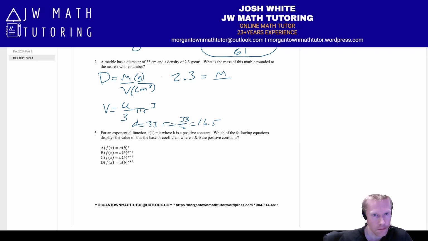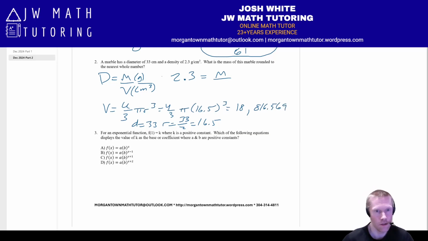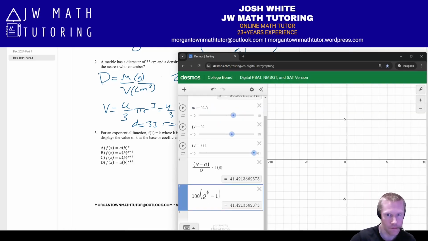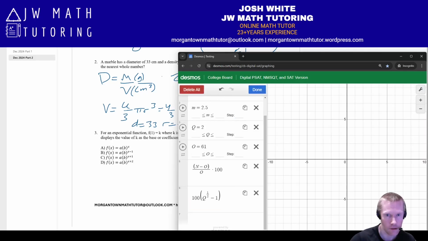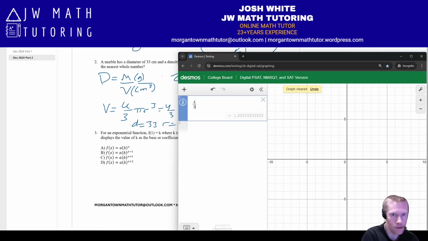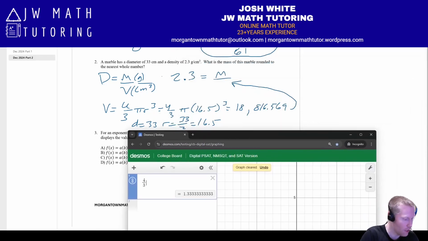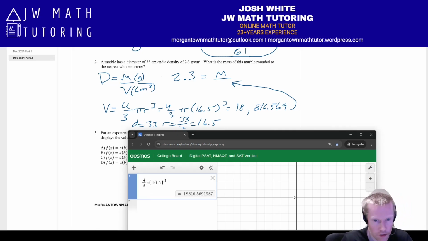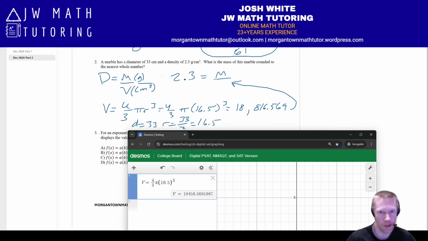So if we just go ahead, punch everything in here, 4/3 pi times 16.5 cubed. That we're just going to do in Desmos. It should come out to 18,816.569. That's what's going to fill in here. Let's just go to Desmos to confirm. Slide this down. Okay, 4/3 pi times 16.5 cubed. 18,816.569 with some more decimals. Okay, so I'll let this equal V since it's the volume.